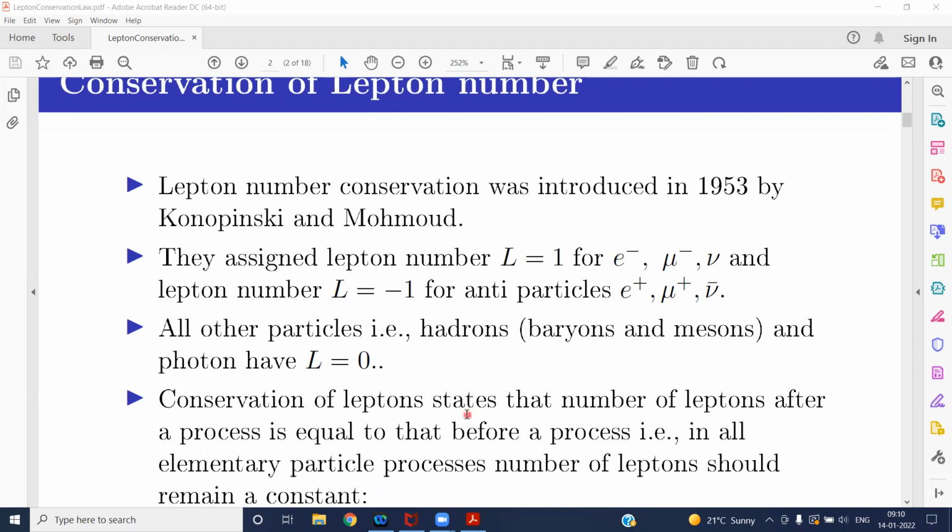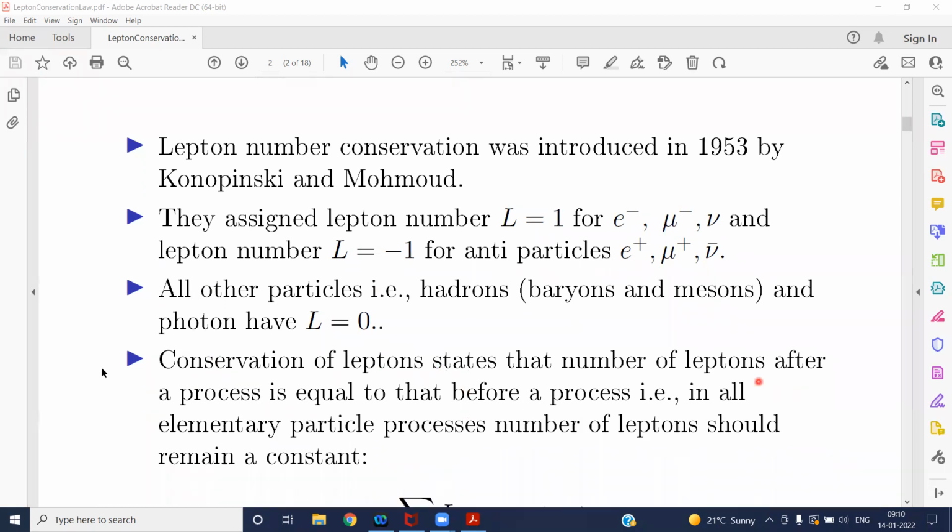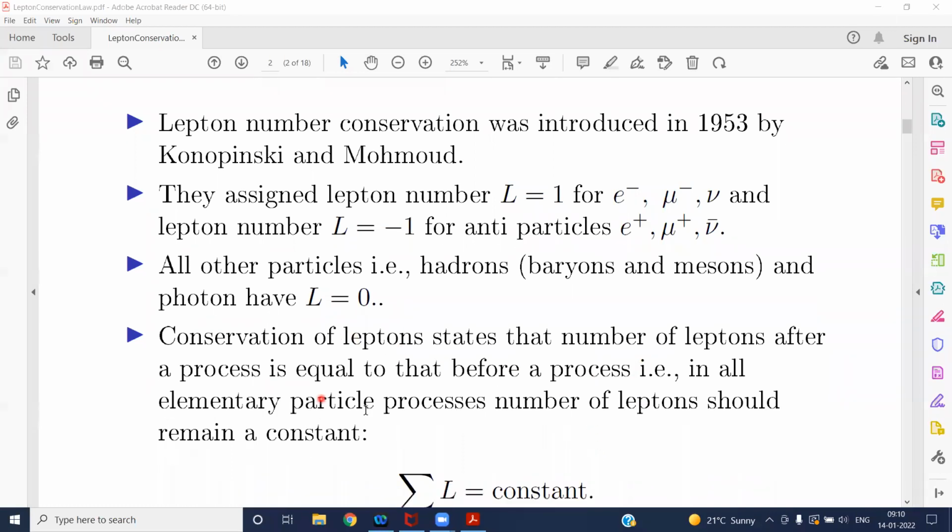So we should know these things, and then I will continue. Conservation of leptons says that the number of leptons after a process is equal to that before the process. That holds for all elementary particle interactions. How many are there? There is the strong interaction, the weak interaction, and the electromagnetic interaction. All these conserve what is called the lepton number. Lepton number on the left-hand side should be equal to lepton number on the right-hand side. This is stated as: in all elementary particle processes, the number of leptons should remain constant.